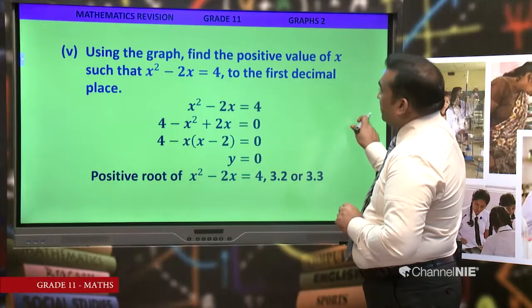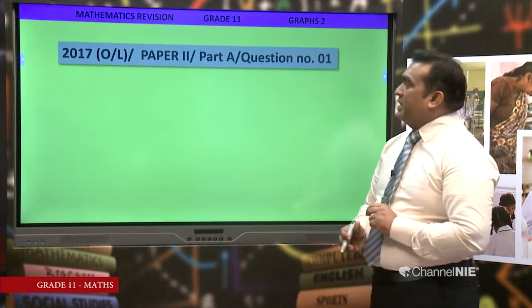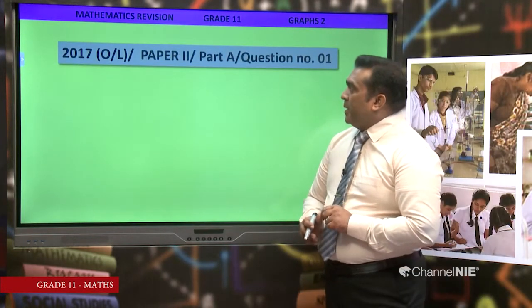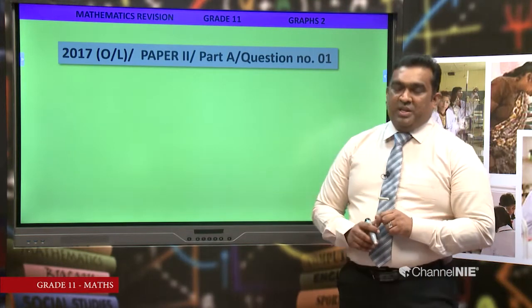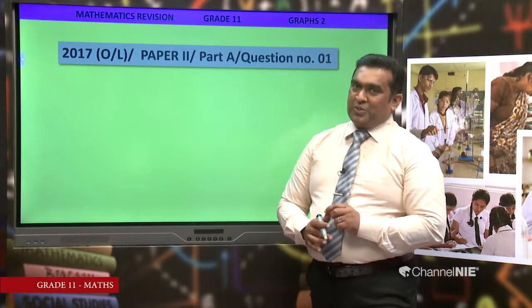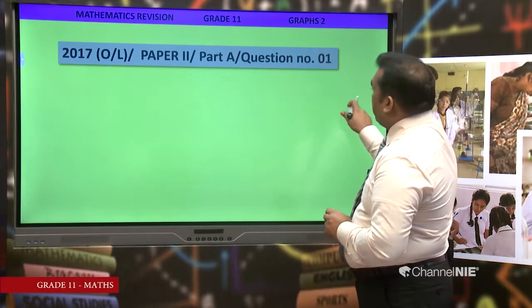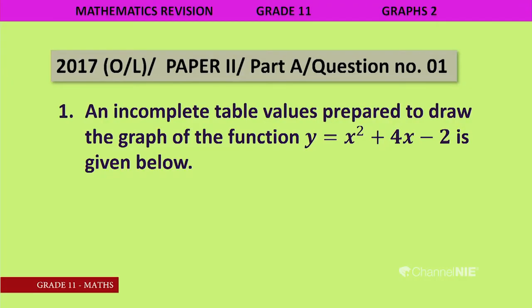Now, next one. 2017 O-level paper 2, part A, question number 1. First question, based on the theme of algebra. This is your first question. An incomplete table of values is prepared to draw the graph of the function y equals x squared plus 4x minus 2.